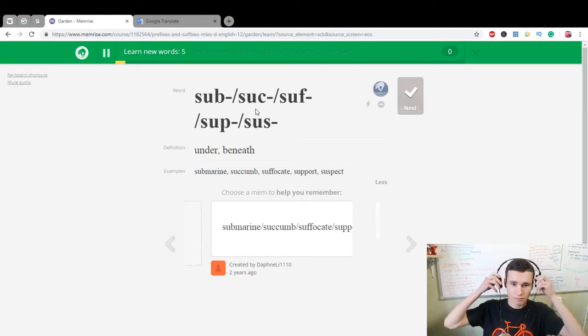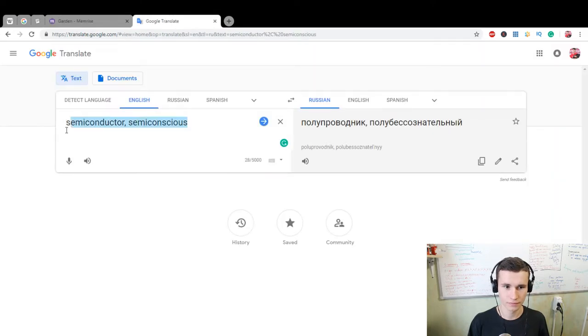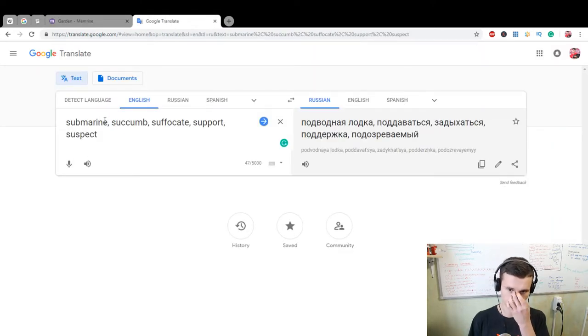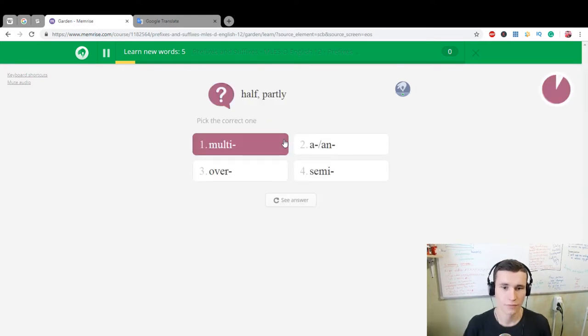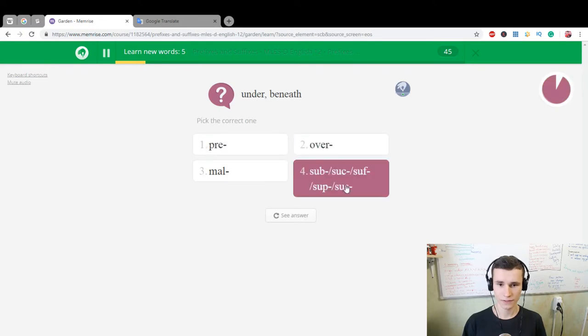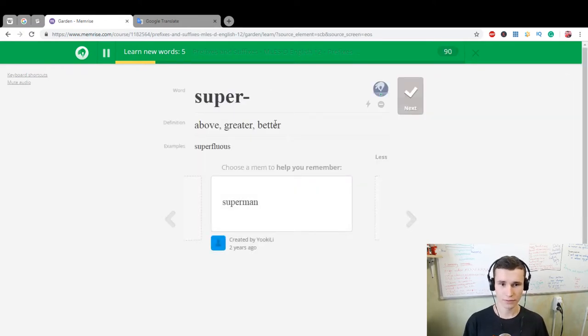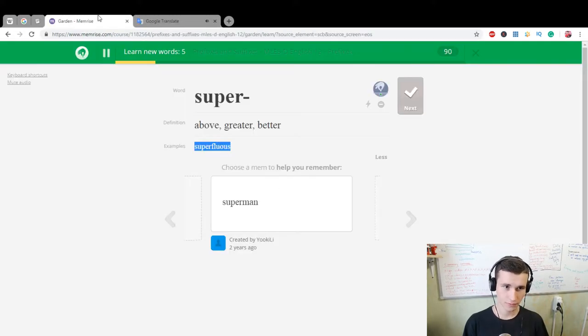Sub: submarine, succumb, suffocate, support, suspect. Under, beneath. Half, partly, semi, under, sub. Super: above, greater, better, superfluous.